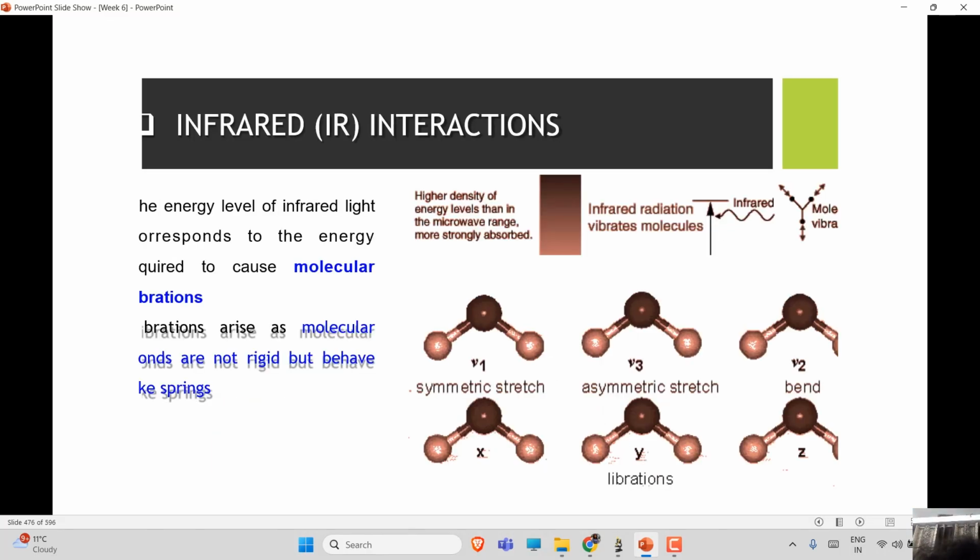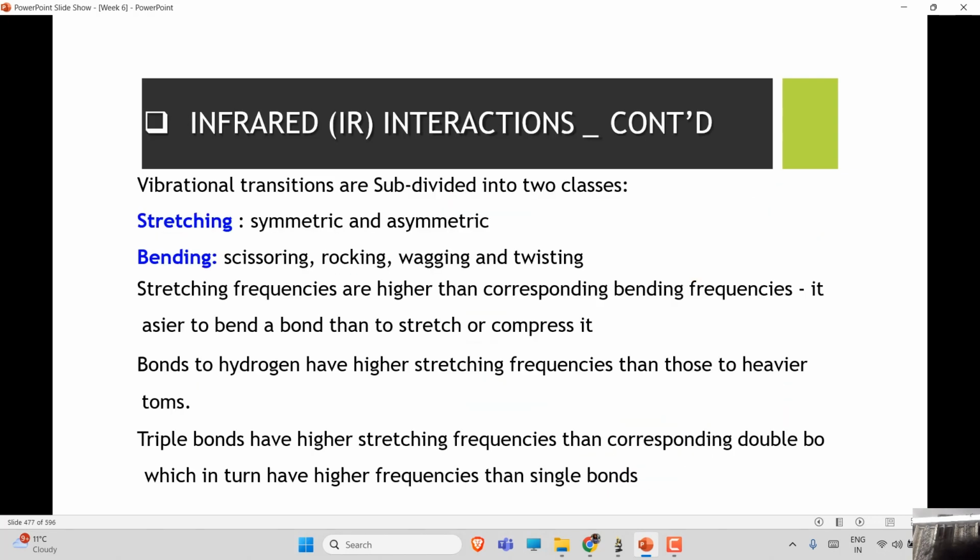The energy level of infrared light corresponds to the energy required to cause molecular vibrations, which arise as molecular bonds are not rigid but behave like springs. So, vibrational transitions can be subdivided into two classes: stretching, which can be either symmetric stretching or asymmetric stretching, and then bending, like scissoring, rocking, wagging, and twisting.